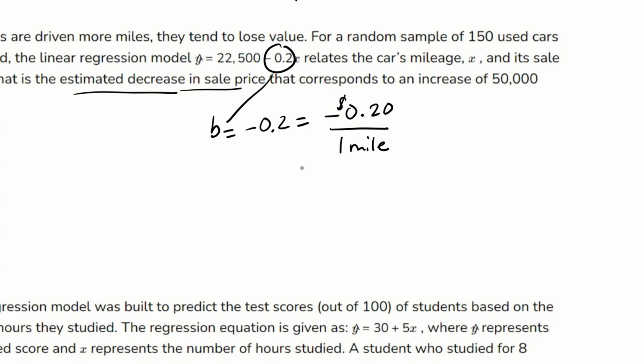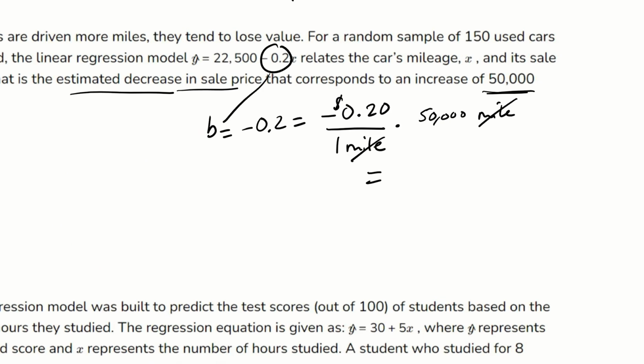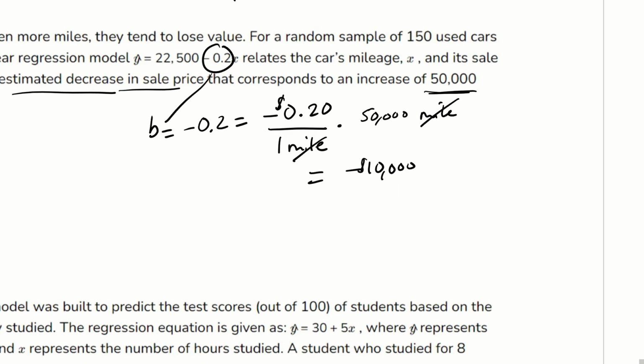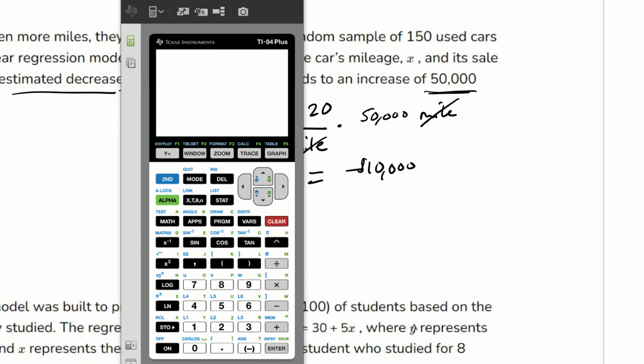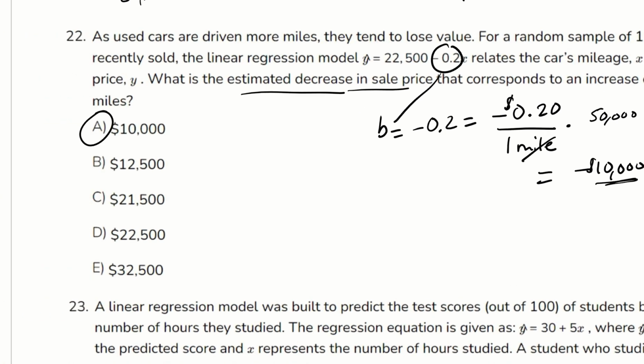Well, then in this case, if we have an increase of 50,000 miles, then we're going to multiply this by 50,000 miles, right? And so how is that going to affect the price? Well, it's going to be 20 cents times 50,000. So in that case, it's expected to be... 0.2 times 50,000, let me double check that. Yeah, so it's 10,000. So $10,000. So we'd expect a $10,000 decrease in the price. So it's got to be A.